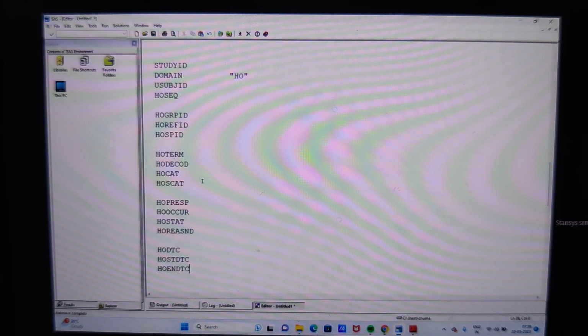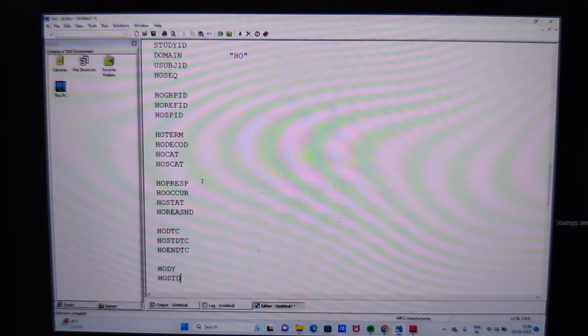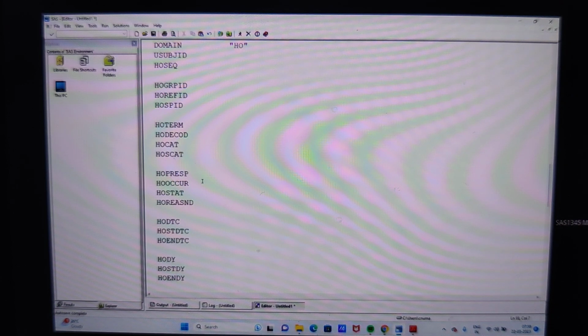Okay, and then we are going to have three variables: HODY, HOSTDY and HOENDY. Tell me, what are the two variables you take if you want to derive HODY? HODTC and RFSTDTC. And then we are going to have HOSTDY, and then we are going to have HOENDY. So study day of the start date, study day of the end date.